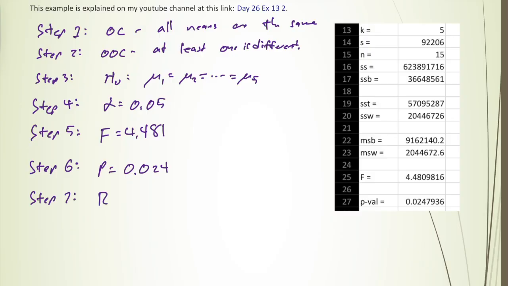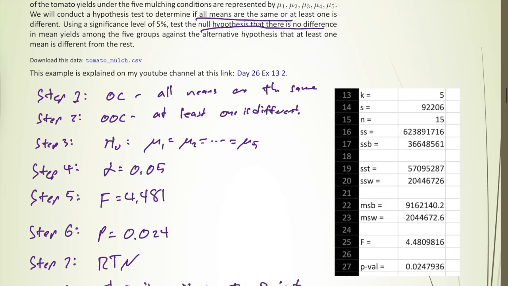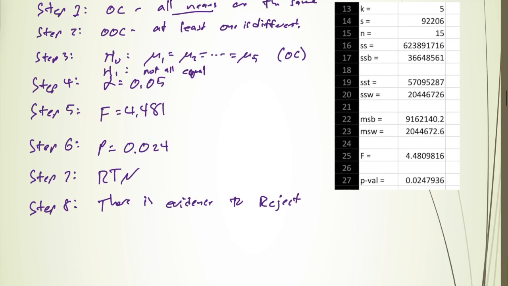All right, and so what's my decision going to be here? I'm going to reject the null. And so my step 8 is therefore going to be, there is evidence to reject, right? Because my original claim, this is the null hypothesis. I didn't even put in the alternative. The alternative here is not all equal. This right here is my original claim, so I'm going to say reject.